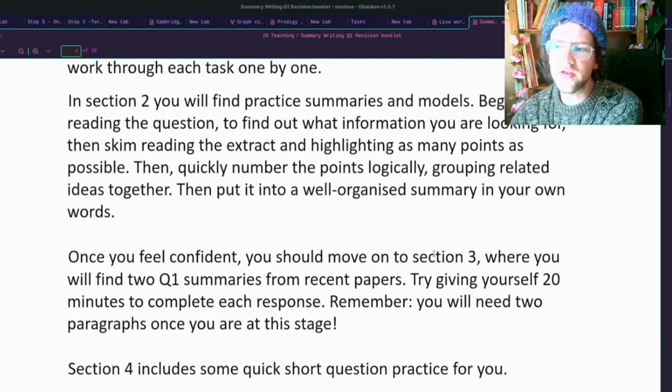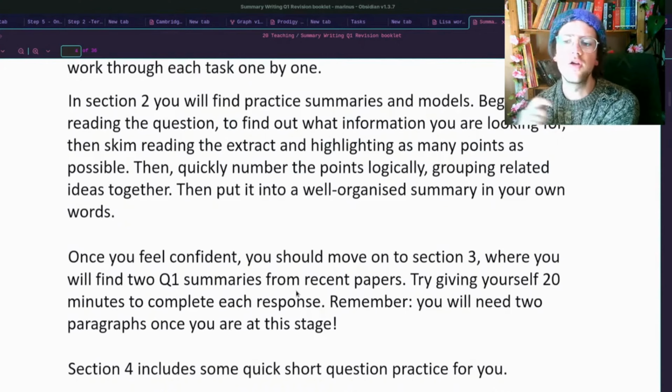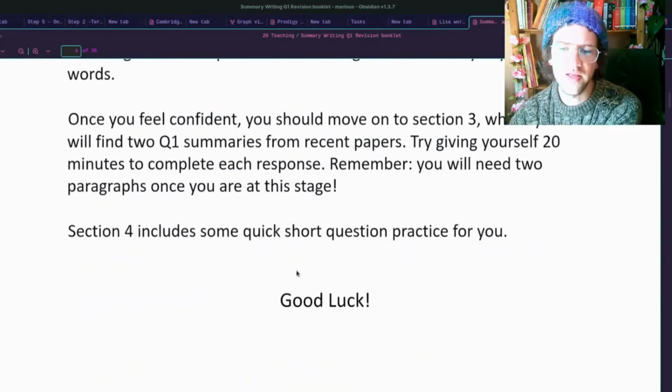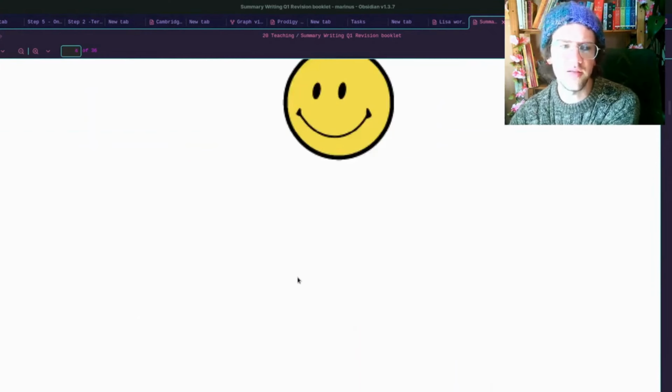And then section 3 is real questions from the exam. You should give yourself 20 minutes to complete each response with a timer. Sit with a timer, complete a response, and then you work through it. This is how you build your skills in being able to do this.